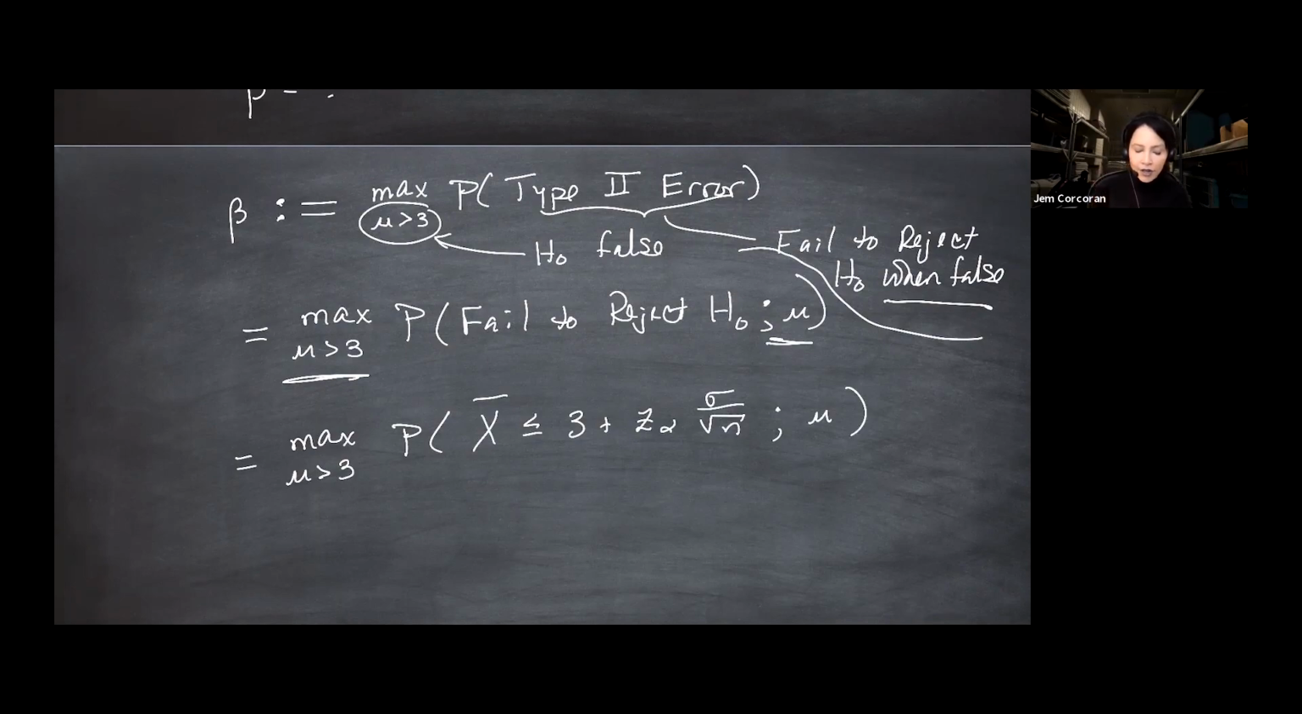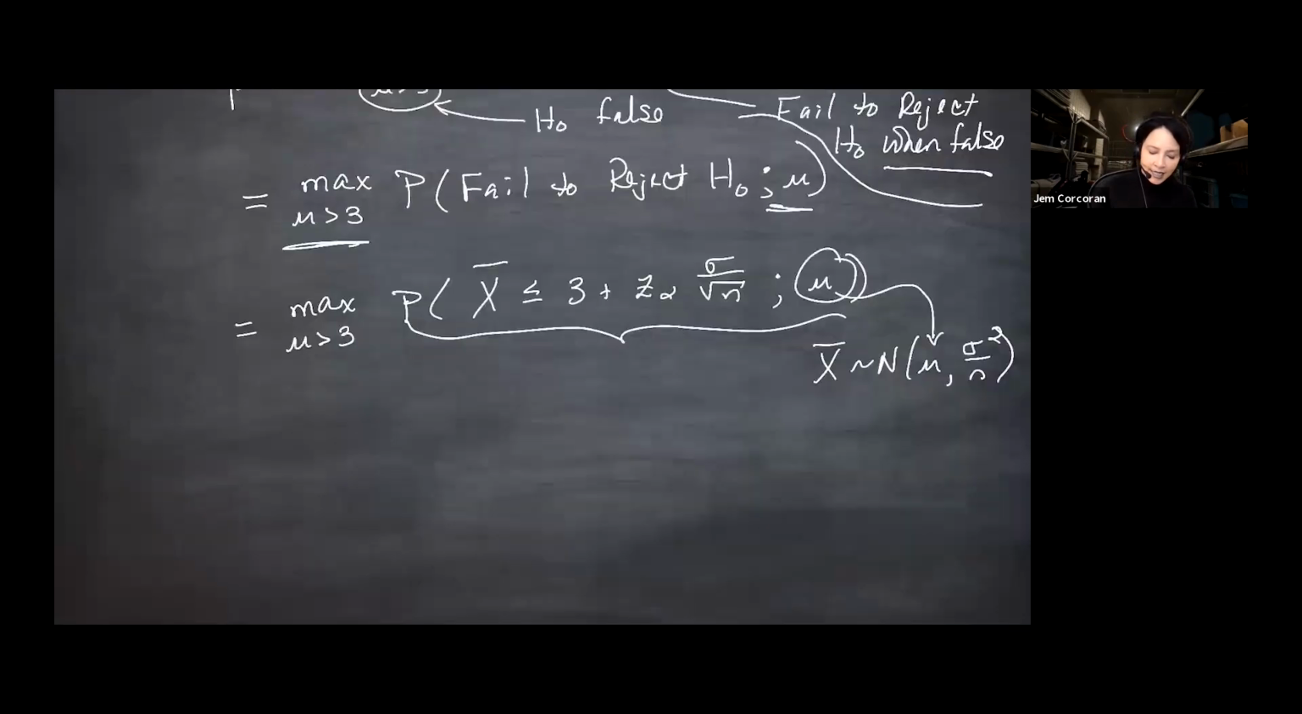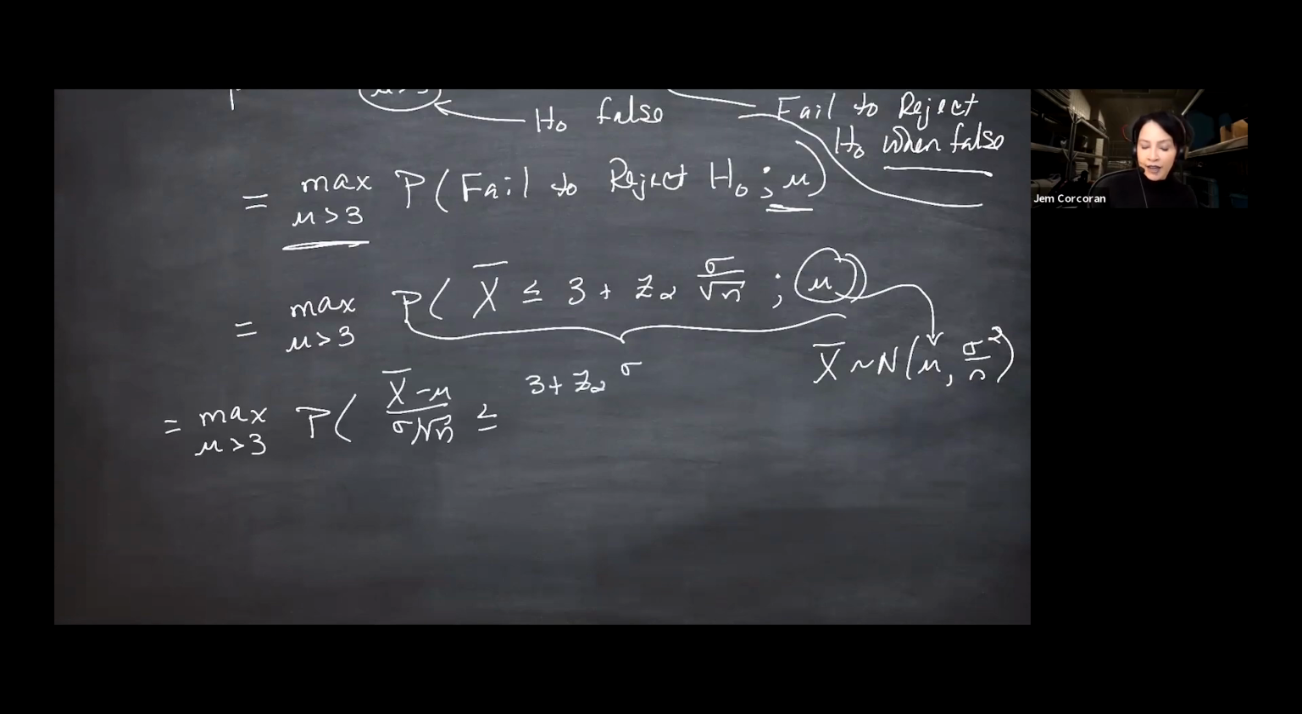Okay, so in this probability without the maximum, I kind of have fixed or have given mu. So let's go after this probability. I still have that x bar is normal with mean mu, and this is the exact mu, and variance sigma squared over n. So I'm going to standardize it, turn it into a z, and see what we get. This is the probability x bar minus mu over sigma over the square root of n is less than or equal to 3 plus z sub alpha sigma over the square root of n minus mu over sigma over the square root of n when the parameter is mu.